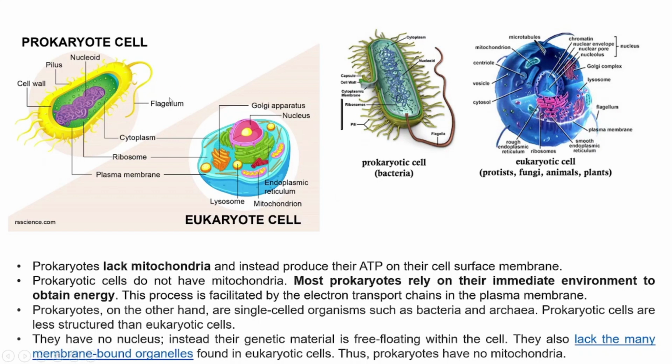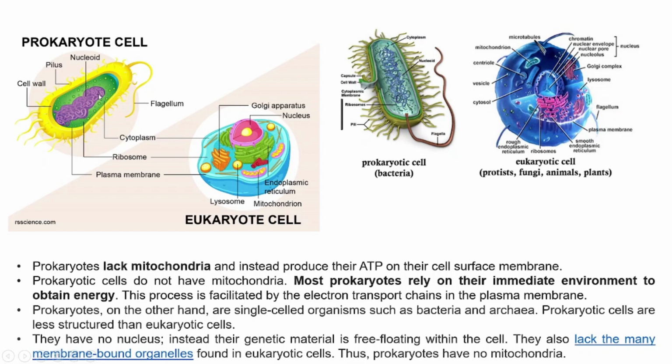So these are the parts of the prokaryotic cell. Mitochondria is generally present in all the eukaryotic cells, and prokaryotic cells, since they rely on the immediate environment to obtain energy, don't really have mitochondria. Their energy acquiring process is facilitated by various electron transport chains in the plasma membrane. Mostly they are single cell organisms like bacteria and archaea, and they're obviously less structured than eukaryotic cells. We can see how much less defined prokaryotic cells are in comparison to the eukaryotic cells.